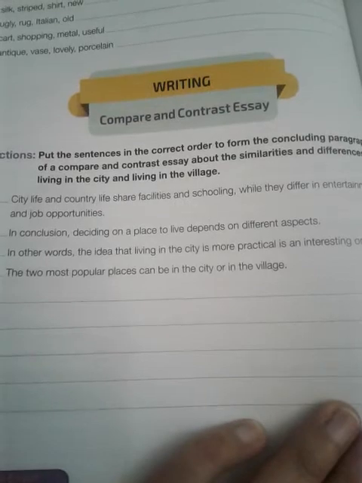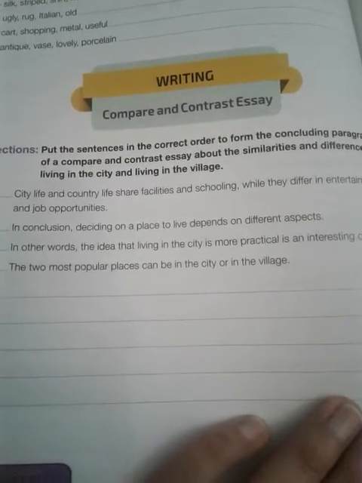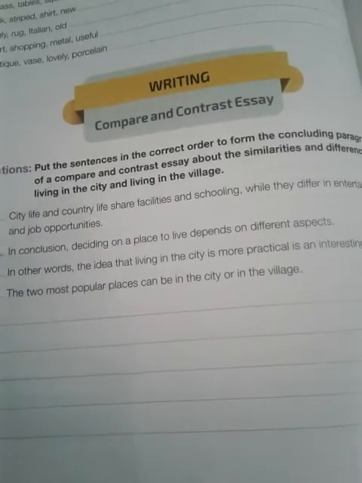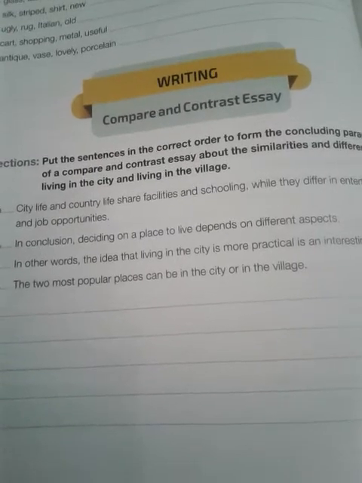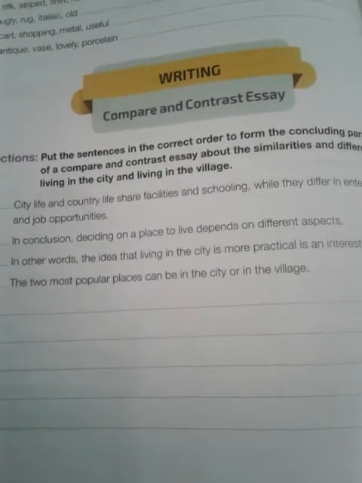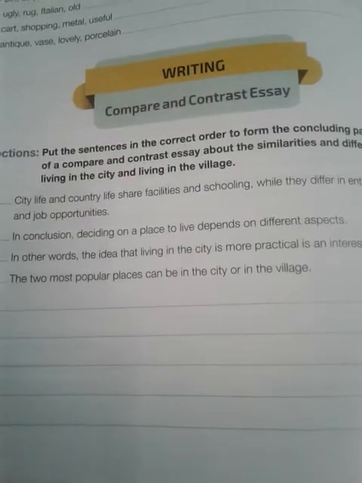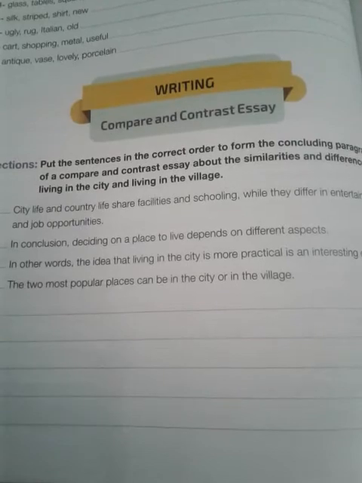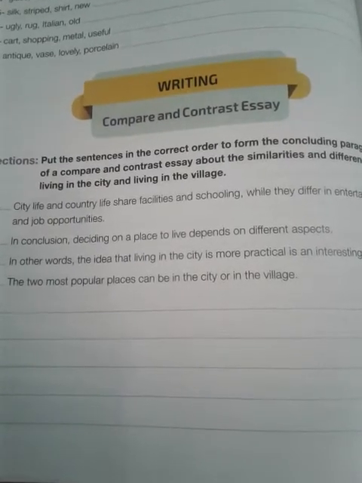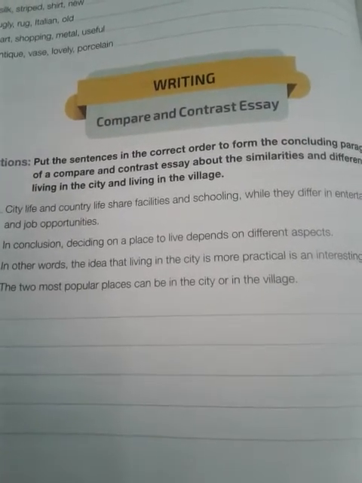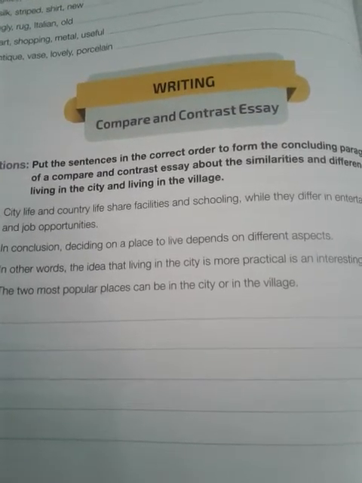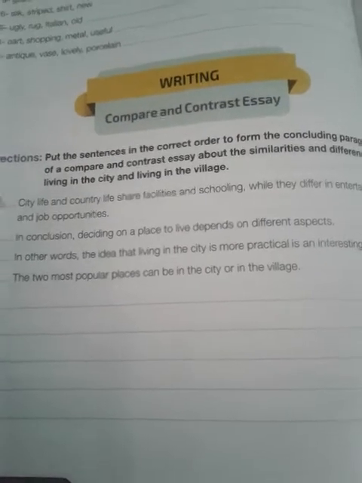So these are the sentences present in your books. As you all know, my conclusion should always begin with which transition word? In conclusion. So I know that the sentence that has "in conclusion" in it is the first sentence of the concluding paragraph. So this would be number 1. In conclusion, deciding on a place to live depends on different aspects. Now, I could decide which one is number 2, which one is 3, and which one is 4. I read the sentences.